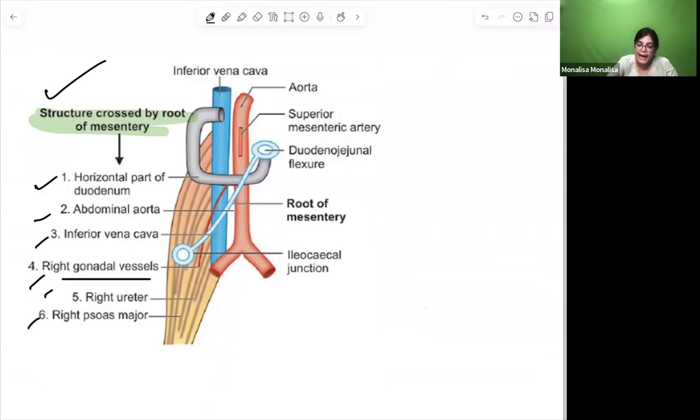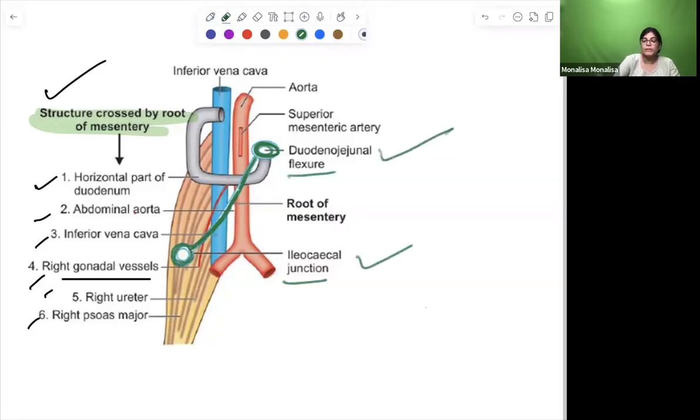Also note down the attachment. Basically, the mesentery is attached from the duodenojejunal flexure to the ileocolic junction, the ileocecal junction. So this is the attachment of mesentery. For examination, you have to know about the attachment and the structures crossed by mesentery.